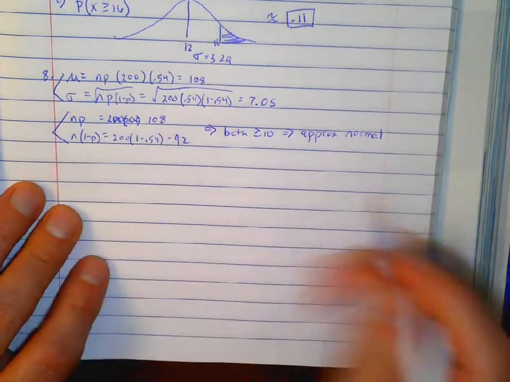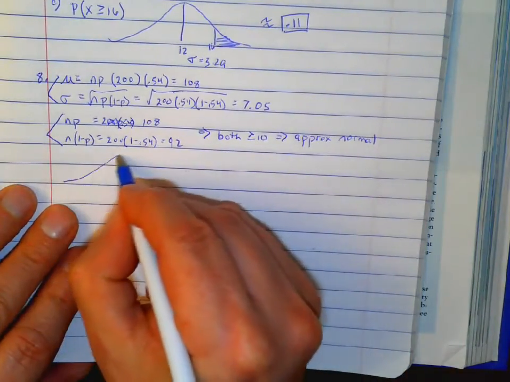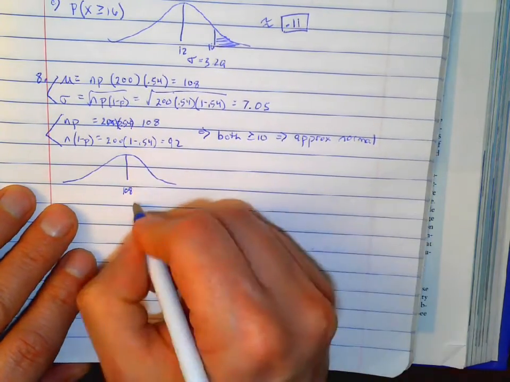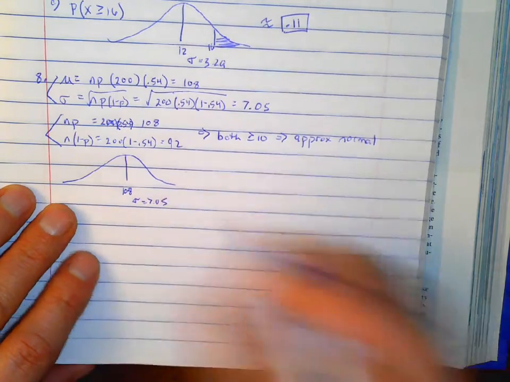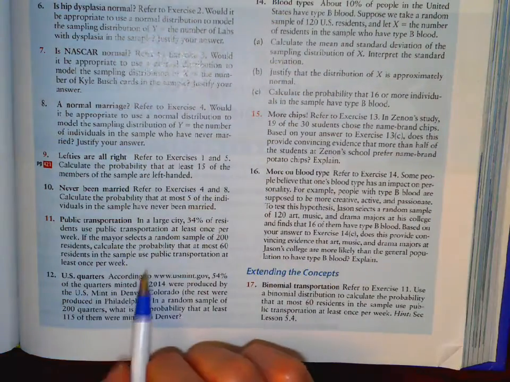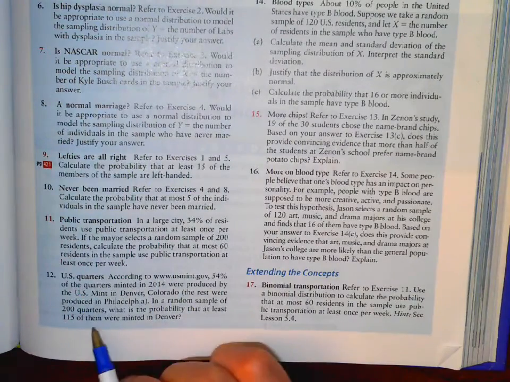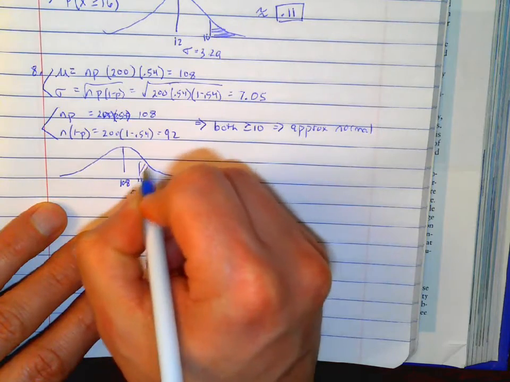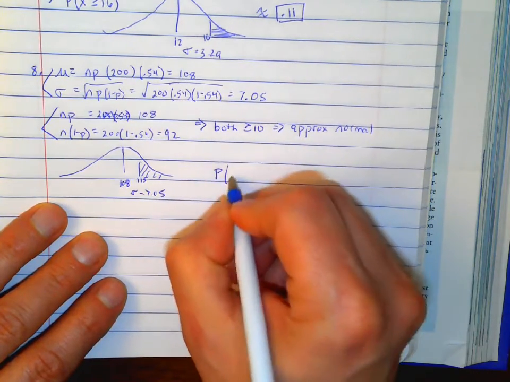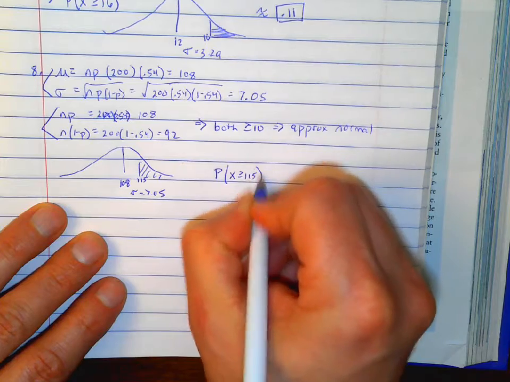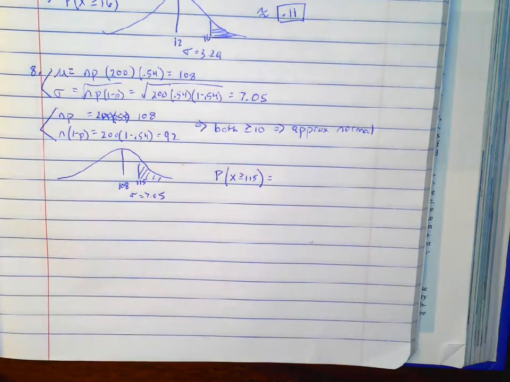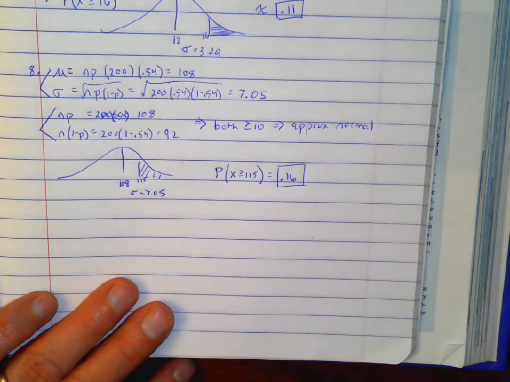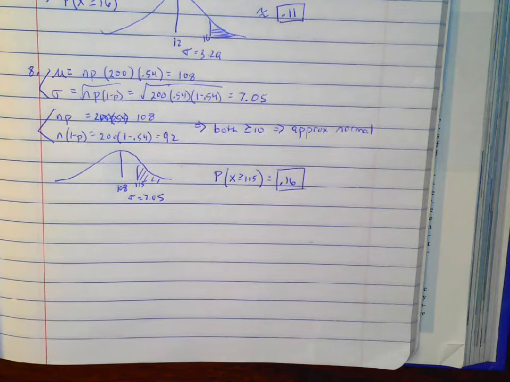Okay, third step, find that. We know that it's approximately normal. We know the mean is 108 with a standard deviation of 7.05. And we want to find the probability that they are at least 115 of them. So we want 115 or more out of the 200 coins. So x is greater than or equal to 115. Go to Desmos, and I get 0.16 from Desmos. Okay, so come to class ready for any questions.